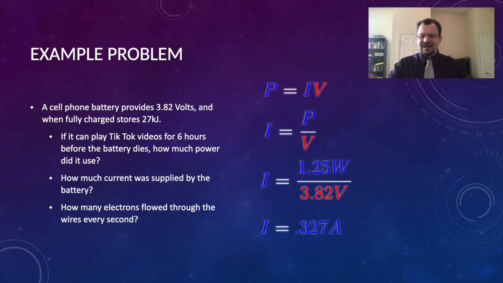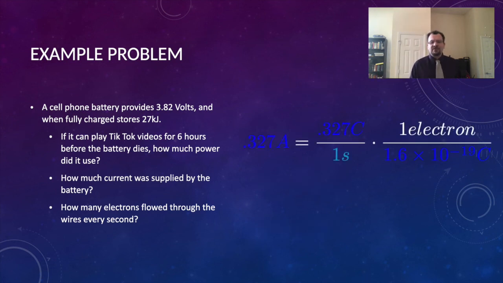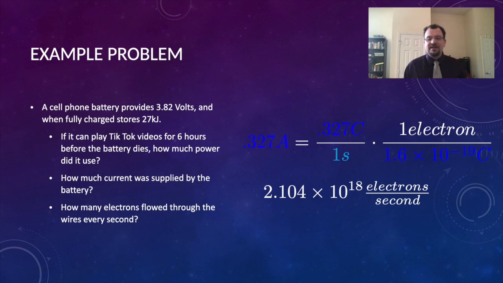But what is that in electrons per second? We know that 1 amp is 1 coulomb per second, so 0.327 amps is going to be 0.327 coulombs every second. And 1 electron has a charge of 1.6 times 10 to the minus 19 coulombs. This means that 2.1 times 10 to the 18th electrons are flowing around the circuit in your cell phone every second.